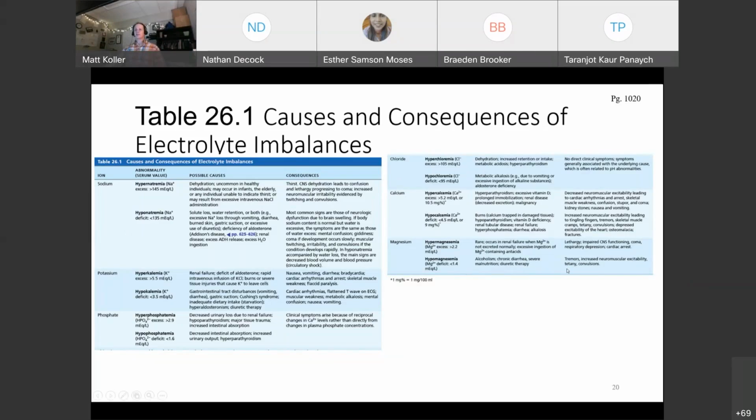This chart goes through all of these ions. What happens if you have too many, too little? What are the levels? What are the possible causes? What are the consequences? And so really for studying purposes, you do need to review this and be able to recognize, if you're given different options, you need to be able to recognize, oh, that is hypernatremia. We have above 145 milliequivalents per liter, and this is a cause.